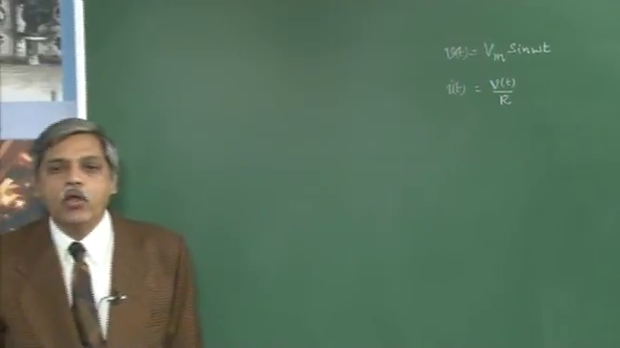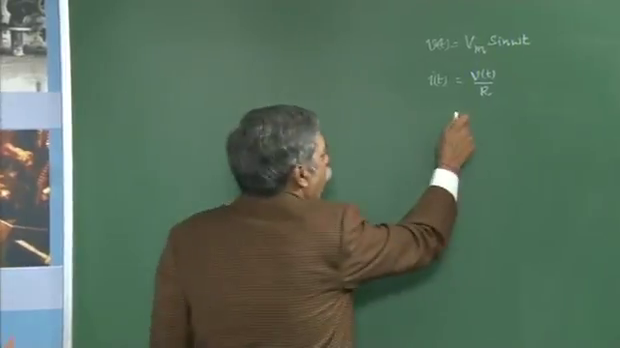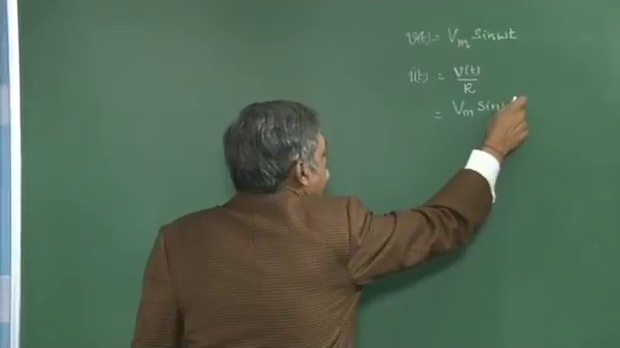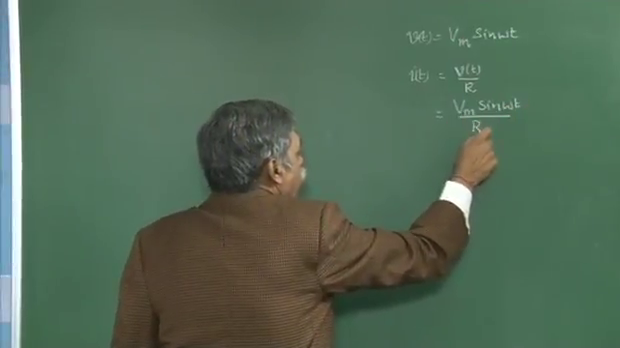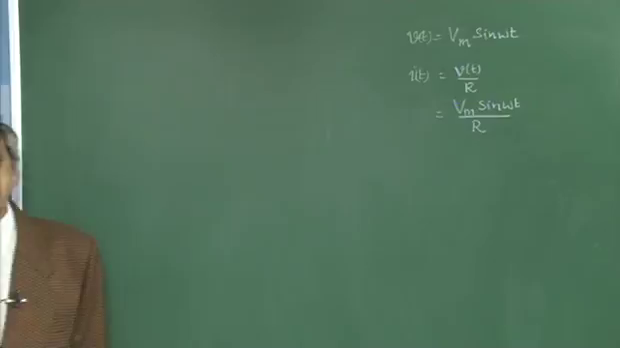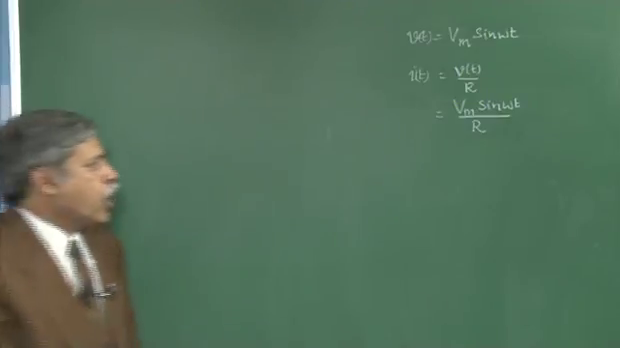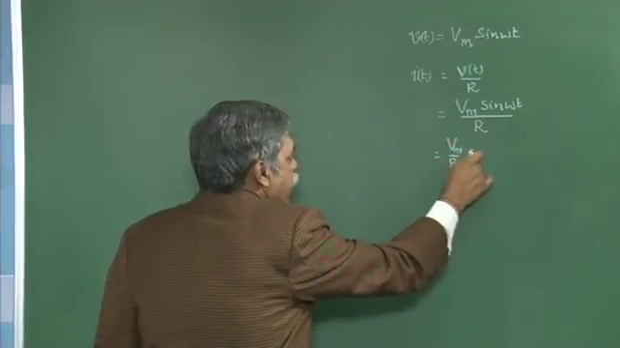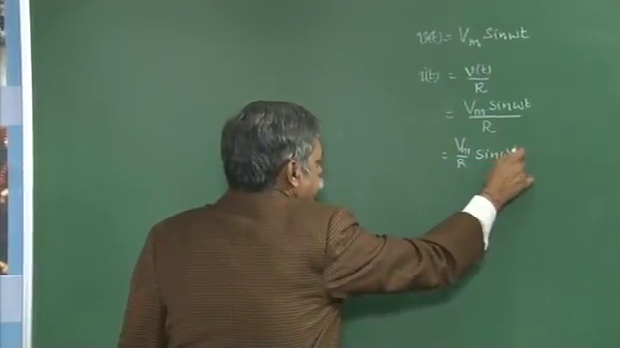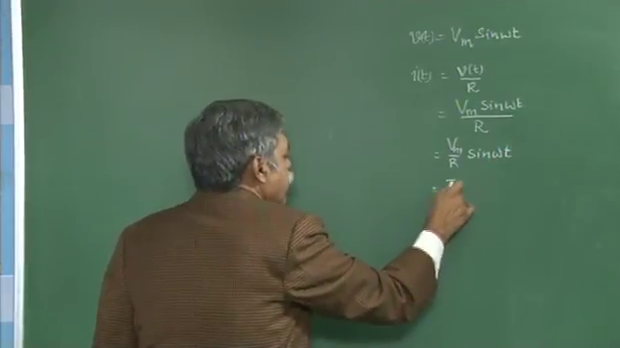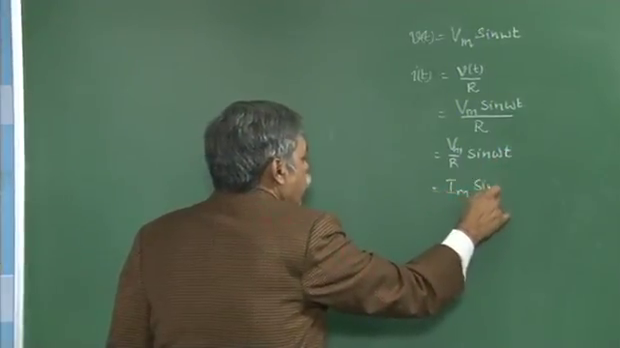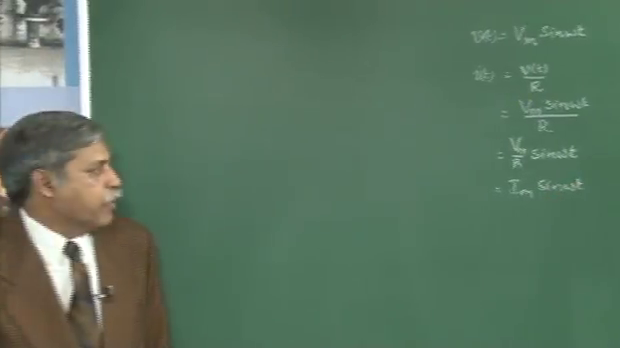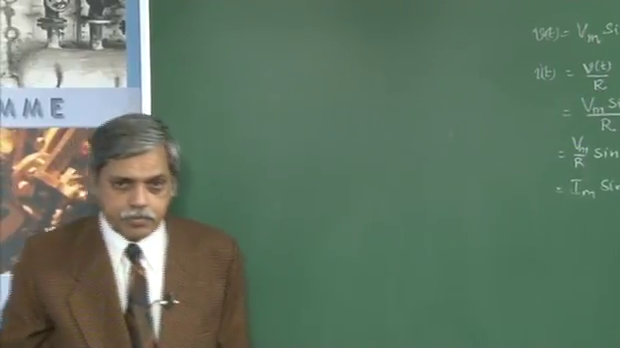If I substitute the value of the voltage in this expression, I will get the current expression as Vm sin omega t divided by the value of R. Here resistance is constant. Therefore, I can also write this equation as Vm divided by R sin omega t, and I can write this as Im sin omega t, where Im is the maximum value of the current given by the ratio Vm by R.